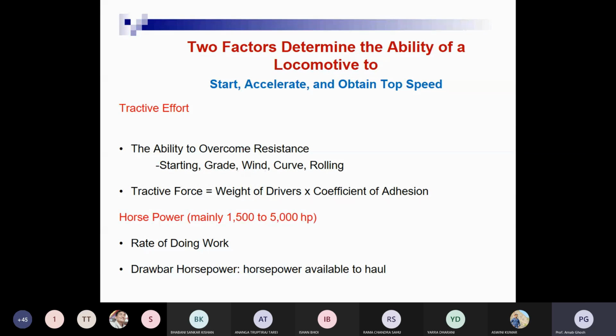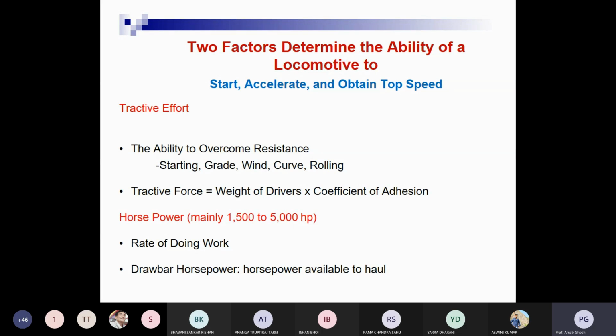Start and accelerate. Accelerate means gradually the speed of the train locomotive will be increased. Then it will reach the top speed, after that the coasting is there, and then retardation will be there. I will discuss this thoroughly in the speed torque characteristics session, at the end of this slide, in my class.